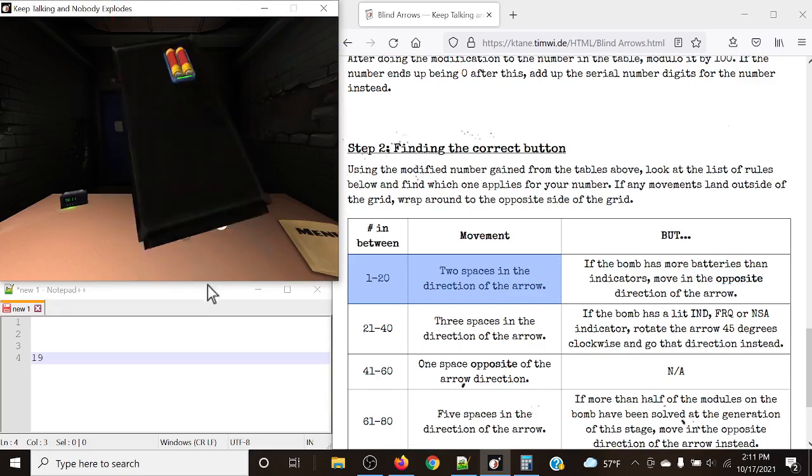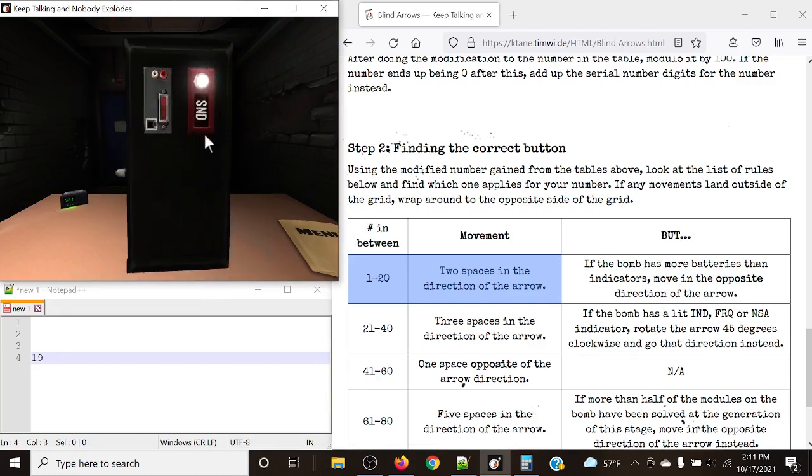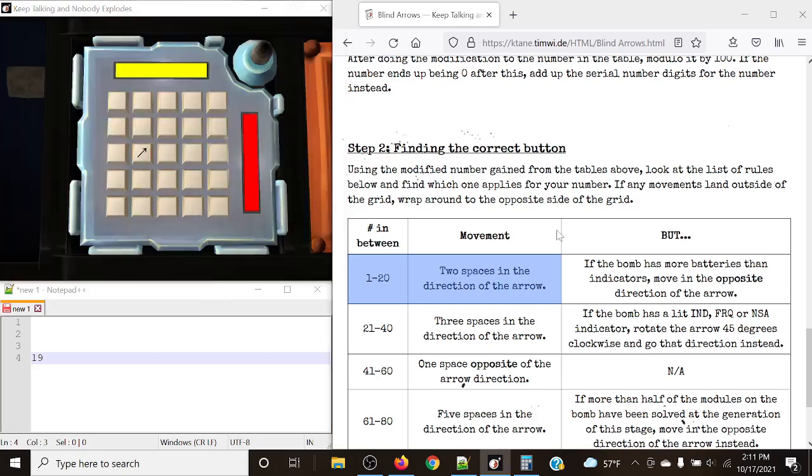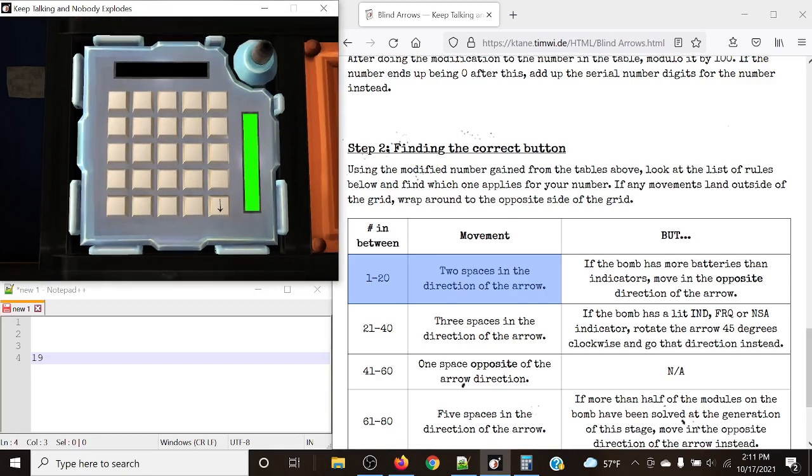So in this case, we do have more batteries than indicators. We have 2 batteries and we only have 1 indicator present. So in this case, we're going to be moving 2 spaces in the opposite direction of the arrow. So in this case, southwest. So we're going to do 1, looping around to the table here, 2, back to Echo 5. Very well done. And just like that, it's good.